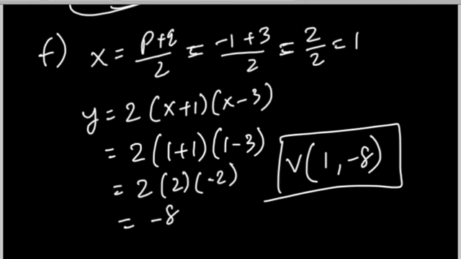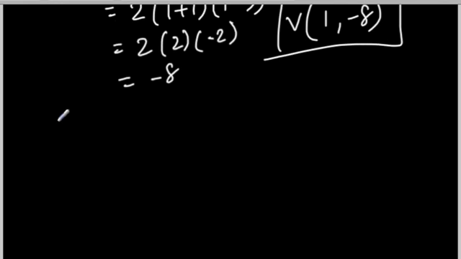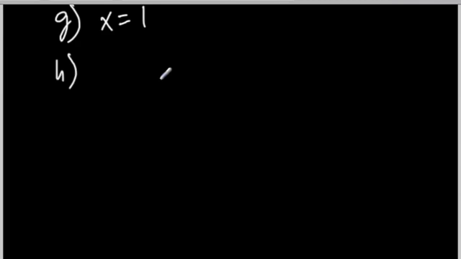So that's our vertex. G says find the equation of the axis of symmetry. That's going to be the x-coordinate of the vertex, so simply x equals 1 right there. H says to sketch it.